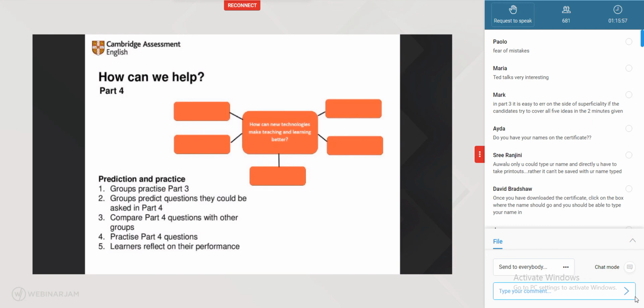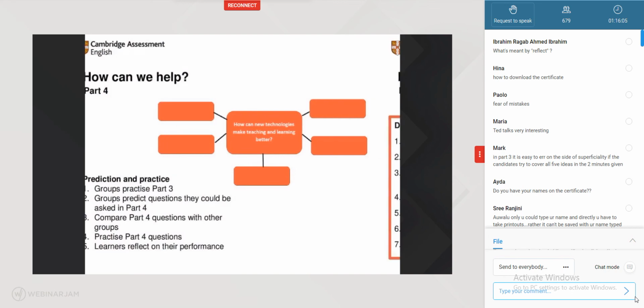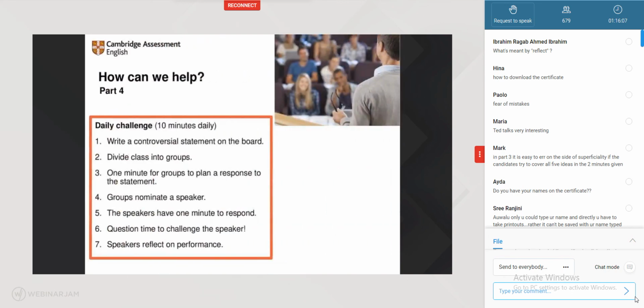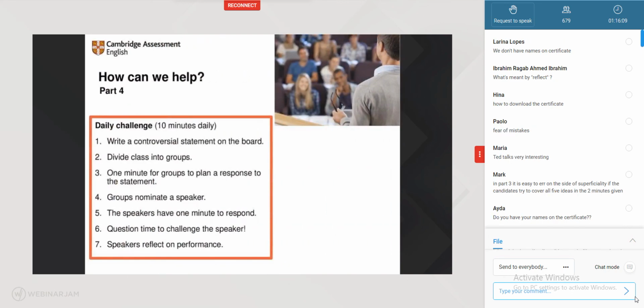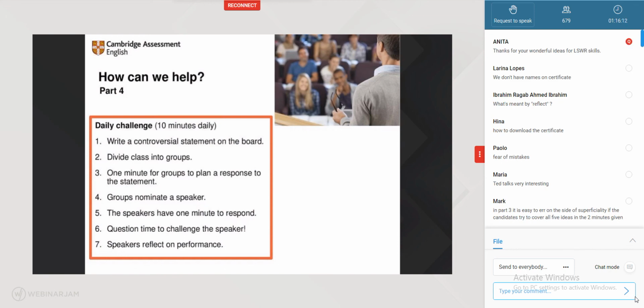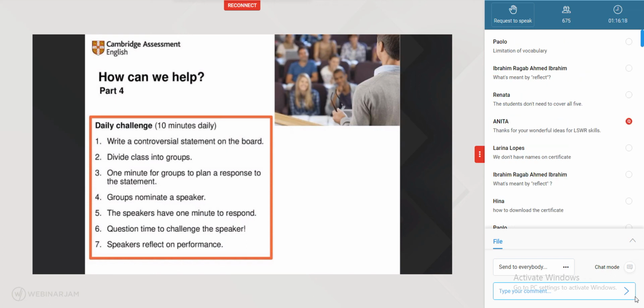As I was saying with writing, I think making sure that students are aware of the criteria on how they're being marked will help them no end. Another one: writing a controversial statement on the board. Obviously, depending on your context. Maybe not too controversial. Safe but controversial. Dividing your students into groups.